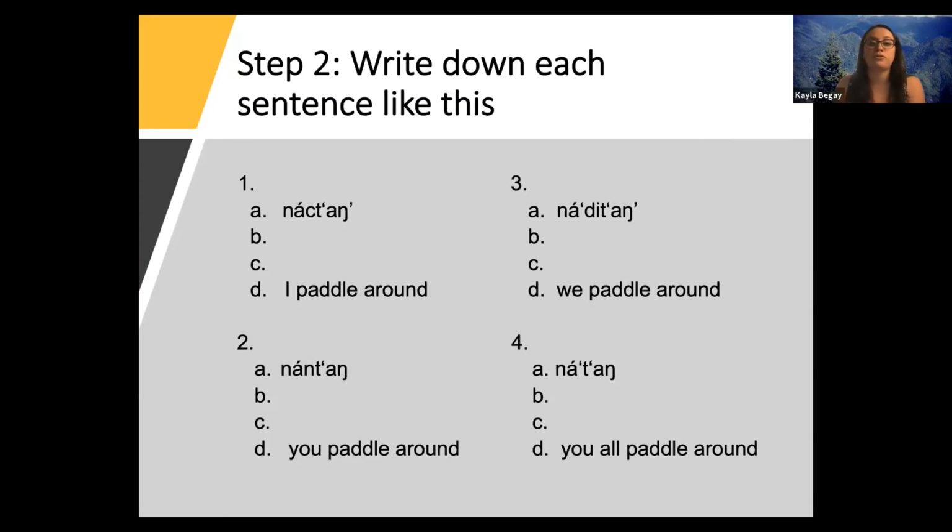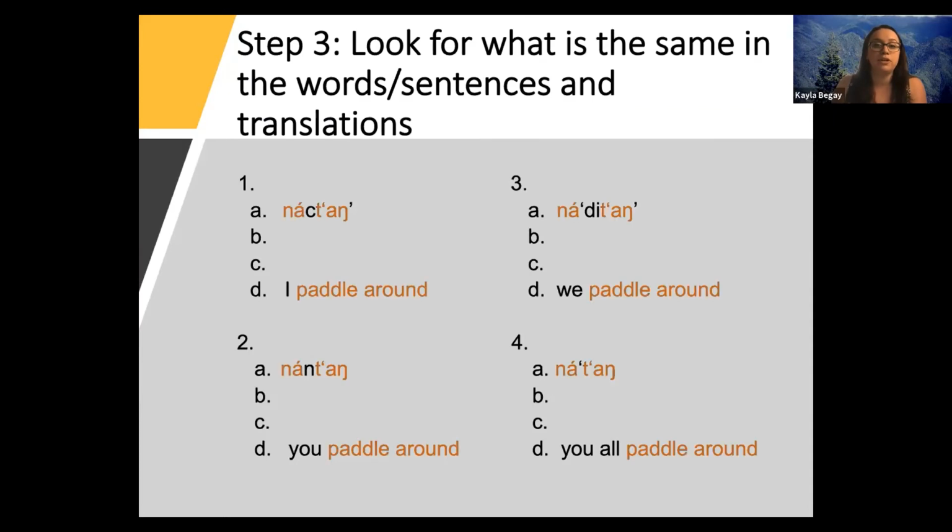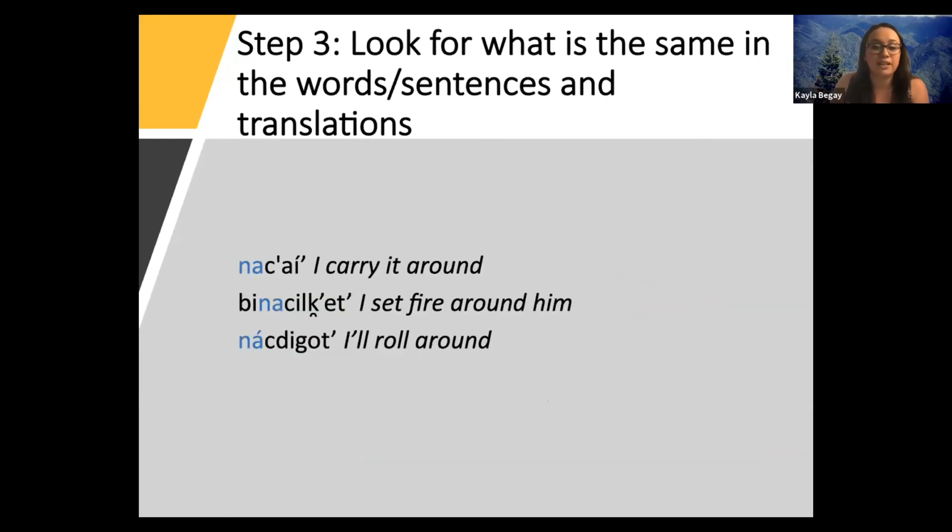So what we're going to do from here is step 3. Look for what is the same in the words or sentences and translations. This is a little hard because I'm looking at this word and there's a lot to look at that's the same, right? In these related words. So how do I know which part means paddle, which part means around? Sometimes you'll need to make another list. For me, I find that na is in other words that have this meaning around, although the main core of it is different.